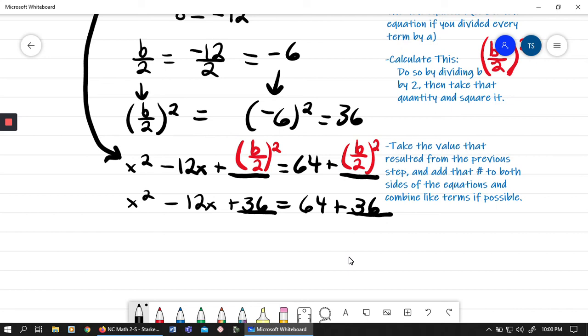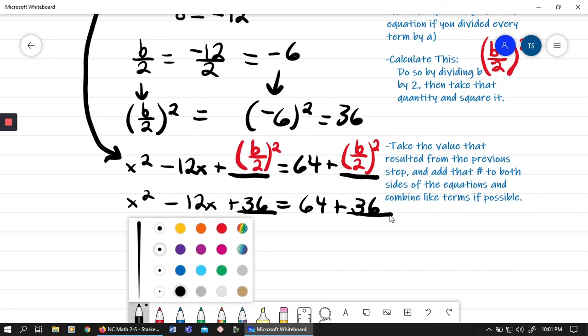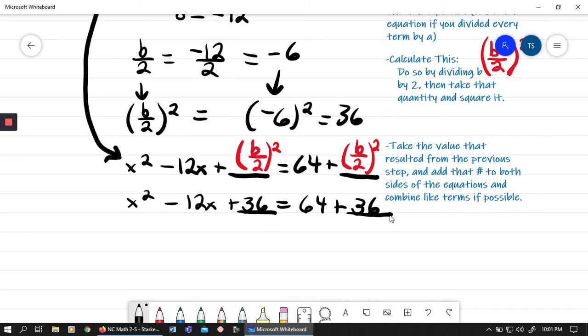Remember, guys, in one of the previous videos that I made for you, we said that the only time you can combine like terms is when those terms are part of the same expression. And the only like terms that we have that are part of the same expression are these two on the right side of the equation, 64 and 36. When we add those two together, we get 100. All about the Benjamins. So we get 100, and we have combined those two like terms.